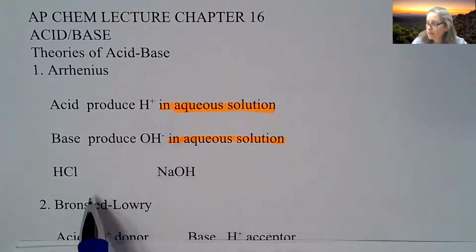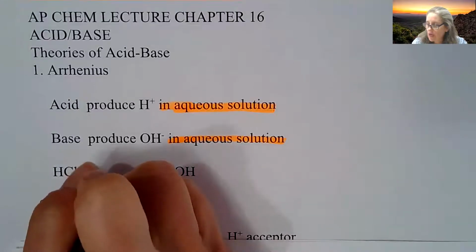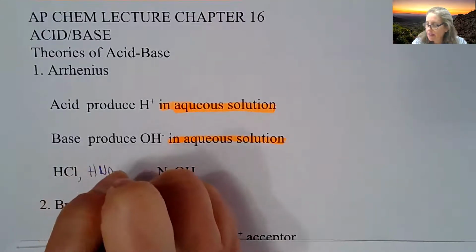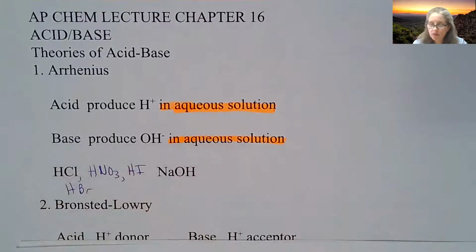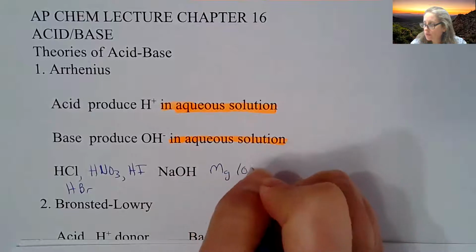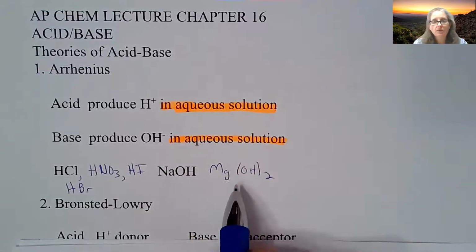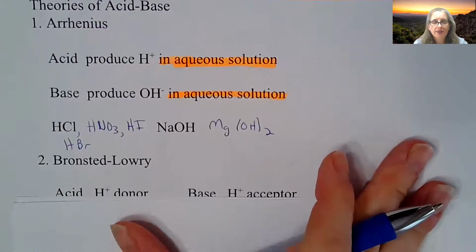So examples of Arrhenius would be anything listed with an H first. Again, you could take any of your strong acids, any of those with H listed first is considered an Arrhenius acid. And then anything with an OH, whether it be one OH or two OHs like magnesium hydroxide, that's considered to be an Arrhenius base.